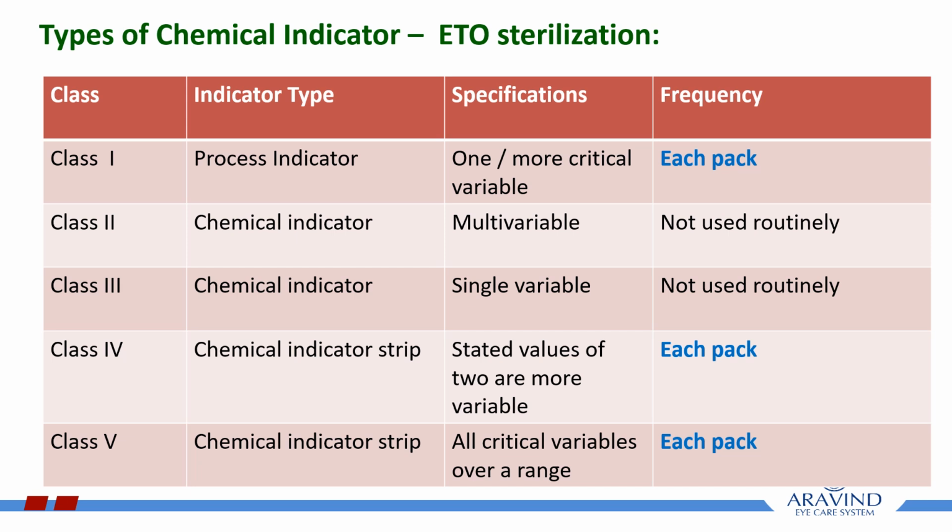For ETO sterilization, class 1 is process indicator. It monitors one or more critical variables. It should be used on each pack. Class 2 is multivariable and class 3 is single variable. Both are not used as routine. Class 4 is a chemical indicator strip. It responds to the stated values of two or more critical variables. It should be used on each pack. Class 5 is a chemical indicator. It responds to all the critical variables over a range. It can be used on each pack.